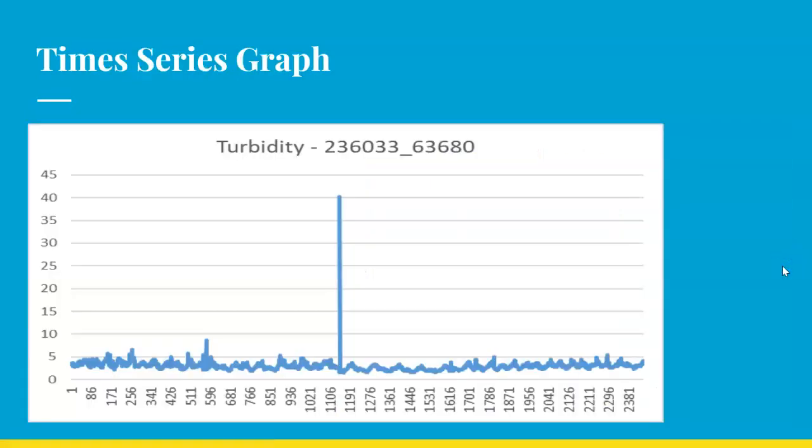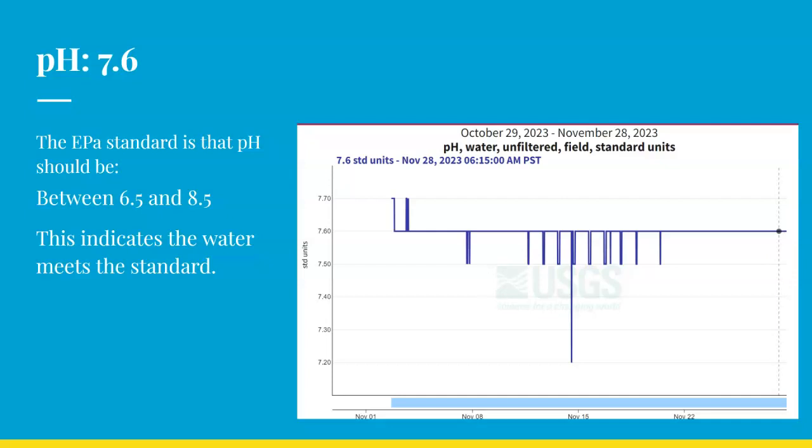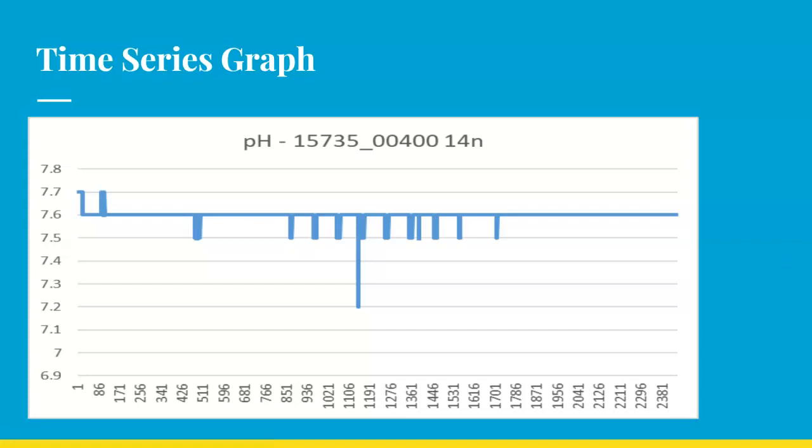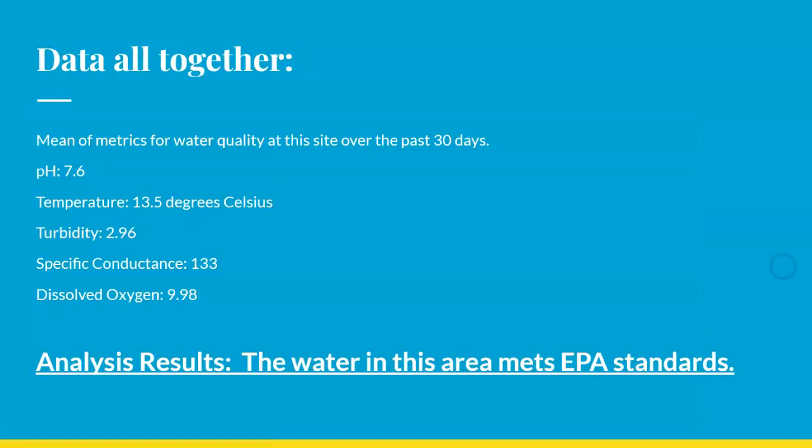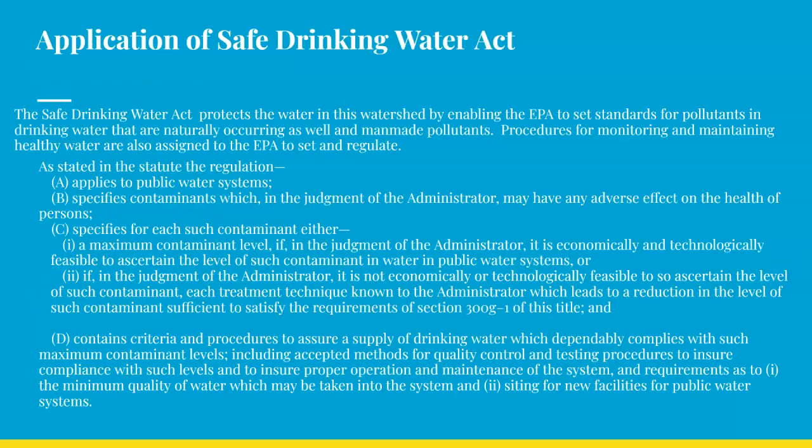And there's mine. The pH is 7.6, well within the standards, which is great. And there's my time series graph. The data altogether shows that this area meets the EPA standards. So, the application of the Safe Drinking Water Act.